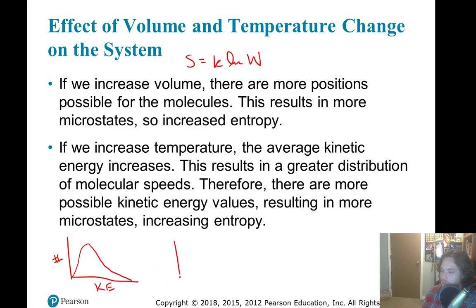If we increase the temperature, maybe I'll just draw it on the same one. If we increase temperature, we still have some of them that are moving essentially zero, but the average is going to get higher. So our curve will look something like this. And we can see that there's more opportunities, or more different microstates worth of kinetic energy that our molecules can have. Therefore, more microstates, more kinetic energy, more entropy. So many words, so little time. This goes under the same idea: if we increase temperature, our entropy will go up. If we decrease temperature, our entropy goes down.